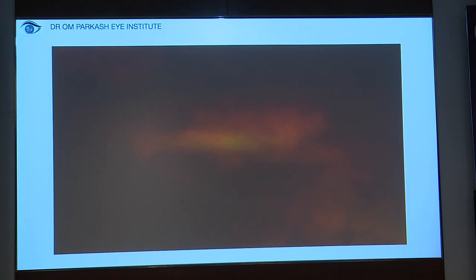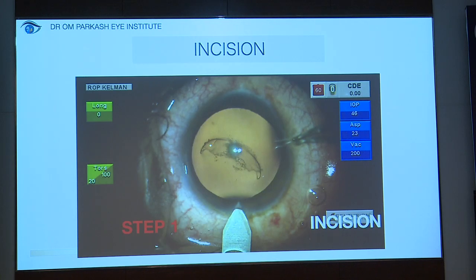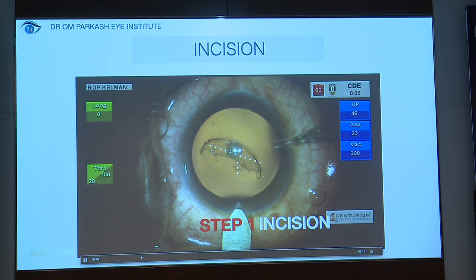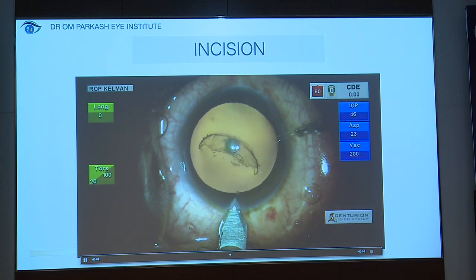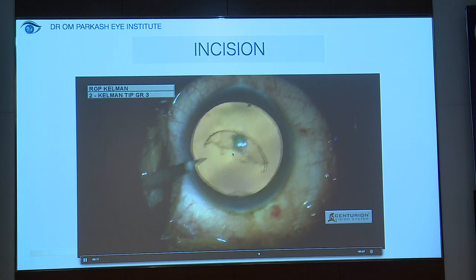So let's go into things step by step. So this is a posterior polar cataract wherein you will find that there is a pre-existing defect. Now the first thing is the site of incision is very important. By any means, this site of incision should not be parallel to it. So there has to be an angle to it.